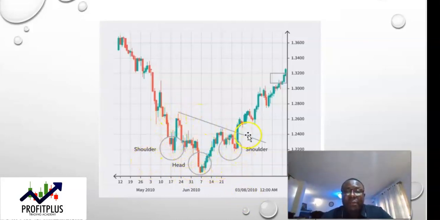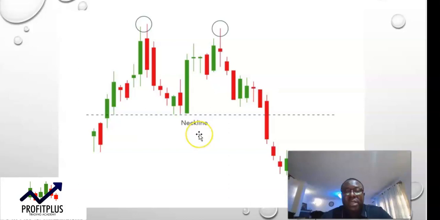Draw your neckline, joining this point and this point. A breakout from this and a retest on that line should give you an opportunity to buy the market massively. And the target is from the neck, the head here, down to this trend line. So around this area, from here up to this level, should be your initial target. Don't miss this. This strategy works every day and is easy to identify.